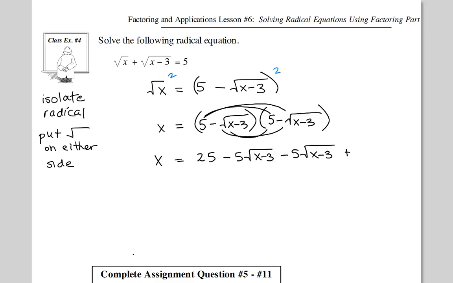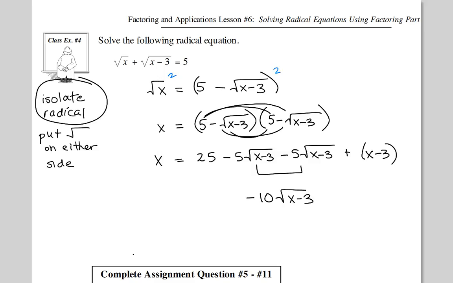And what happens when you take a radical times a radical? Check my whiteboard. You remember this stuff? What's root 3 times root 3? 3. Good. So the radicals just go away. So you're just left with x minus 3 on that last one. Now you have to isolate the radical again. Okay, so these two are going to combine. You get minus 10 of them. And then all this other stuff, you're going to do like terms with it, and put it on the left.